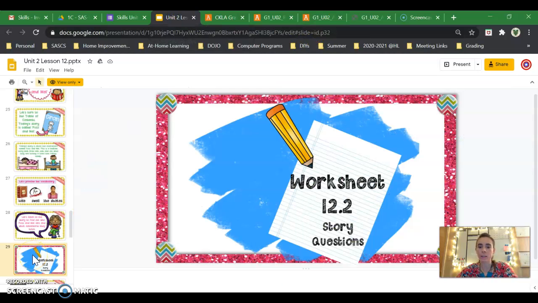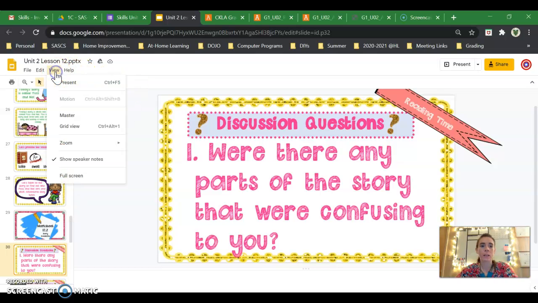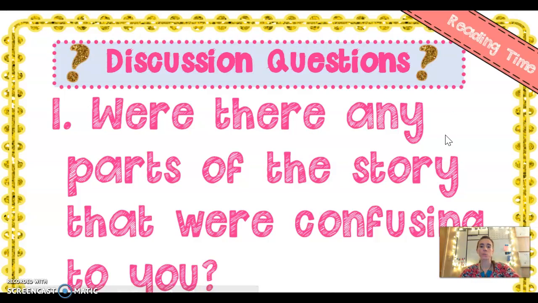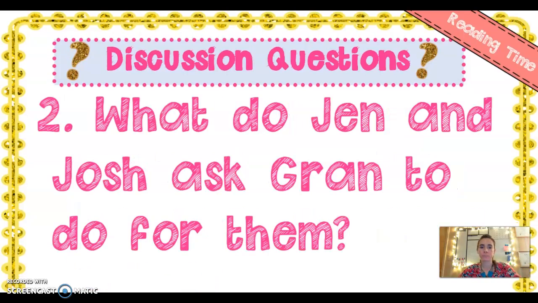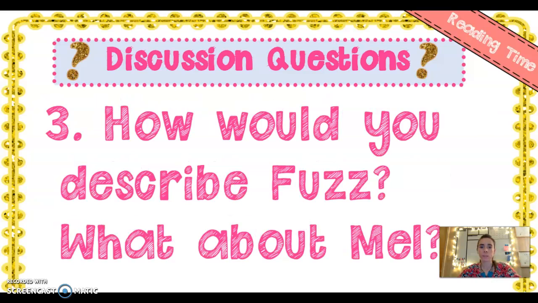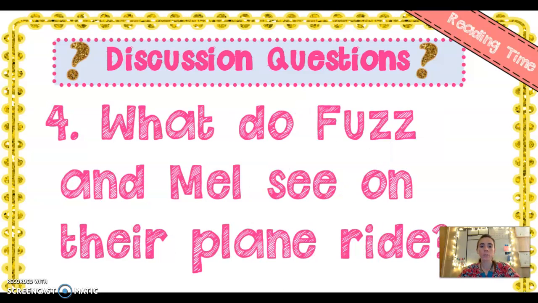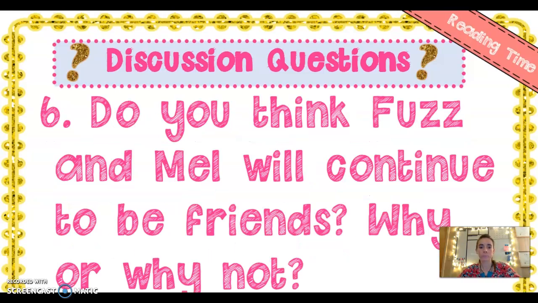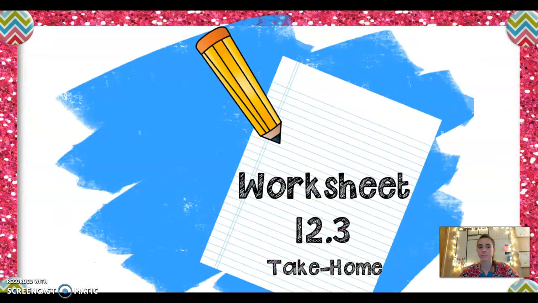Okay, here are a few discussion questions. If you're with someone, an adult or a family member, pause the video and answer the questions with each other. Were there any parts of the story that were confusing to you? What do Jen and Josh ask Gran to do for them? How would you describe Fuzz? What about Mel? What do Fuzz and Mel see on their plane ride? Did Fuzz like his plane ride? How do you know? Do you think Fuzz and Mel will continue to be friends? Why or why not?